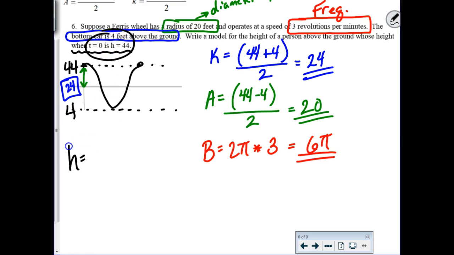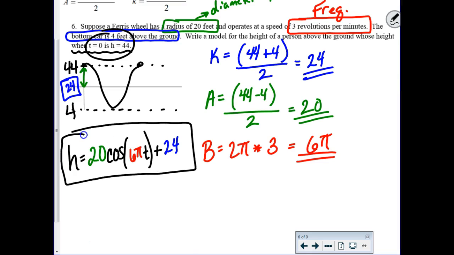So H equals amplitude first, so 20 times the cosine. Stick B inside of there, so 6 pi times T, the variable. Oops, and then plus, what's our midline? What's our K? Plus 24. Very good. Nice job.